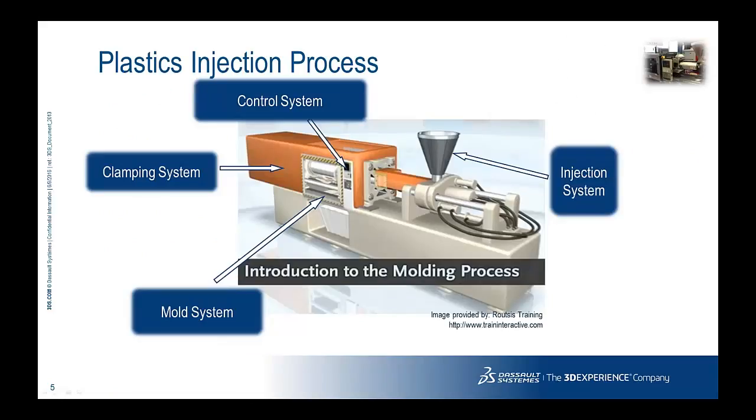Let's see also the machinery for plastic injection. Basically, we can see these four parts. The injection system in the back, the mold itself, that is the cavity to fill with the plastic, the clamping system to retain the mold before opening, and the control system, of course, the electronic part for all the process.